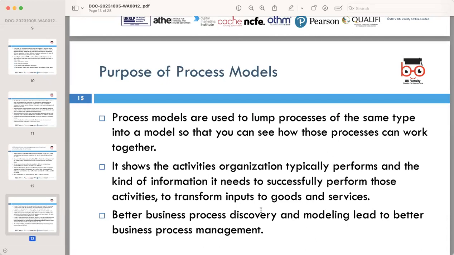Organizations can identify areas for optimization and enhance overall efficiency.